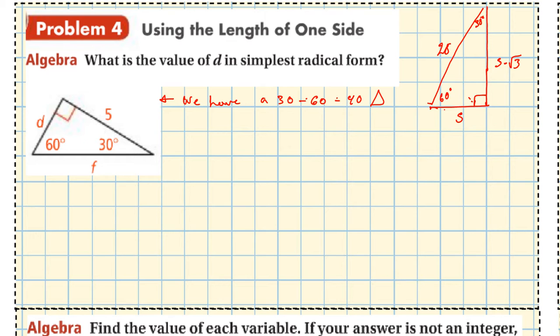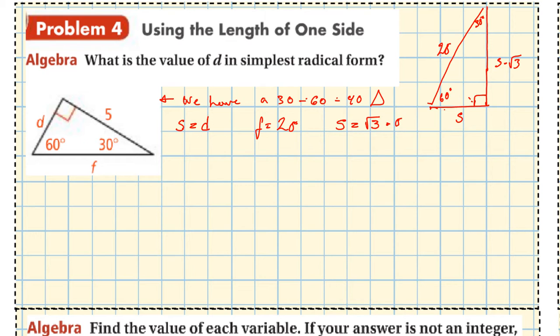So, it looks like the shortest side is D. Okay? The longest side is F. Okay, and the middle side is 5. What we're going to do now is try to figure out what those sides are.